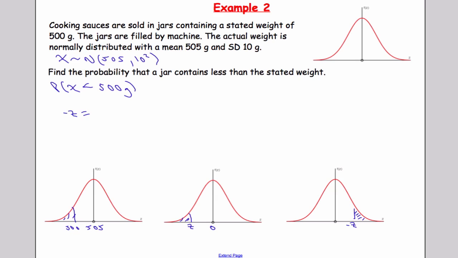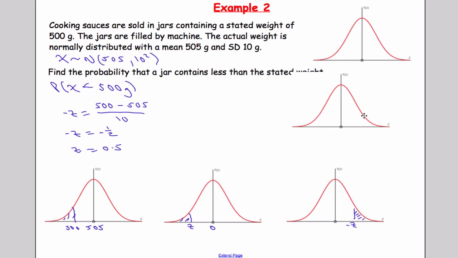Minus z in this case will equal the raw score, 500, minus the mean, divided by the standard deviation, which is 10. And 500 take away 505 is minus 5. Minus 5 over 10 is minus a half. So minus z is minus a half. That means z will equal a half, or 0.5. So if I had another diagram, z would be 0.5.